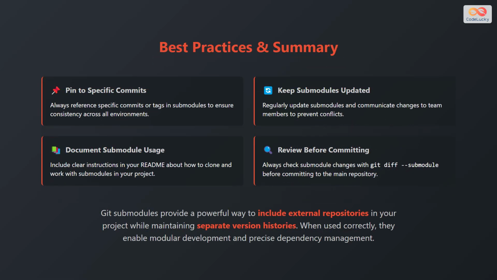Here are some best practices for working with Git submodules. Always reference specific commits or tags in submodules to ensure consistency across all environments. Regularly update submodules and communicate changes to team members to prevent conflicts. Include clear instructions in your README about how to clone and work with submodules in your project. Always check submodule changes with git diff --submodule before committing to the main repository. In summary, Git submodules provide a powerful way to include external repositories in your project while maintaining separate version histories. When used correctly, they enable modular development and precise dependency management.